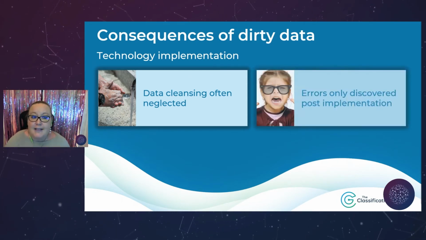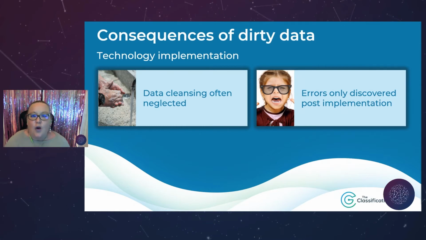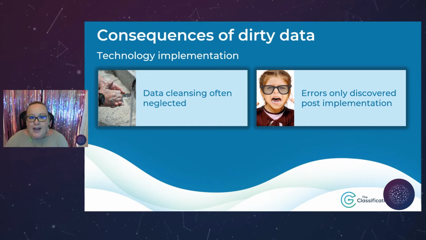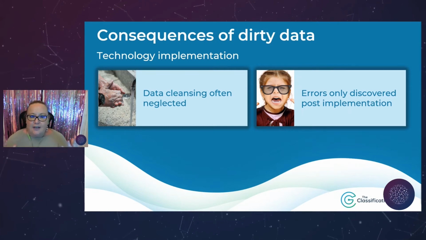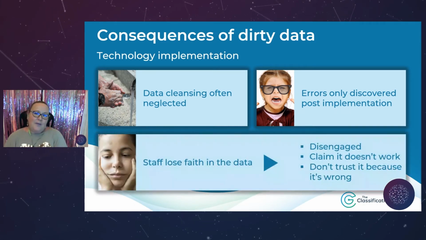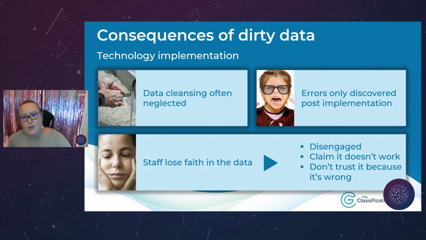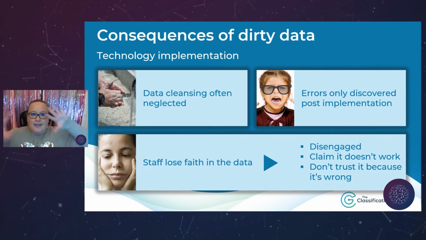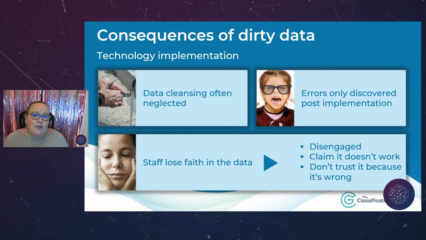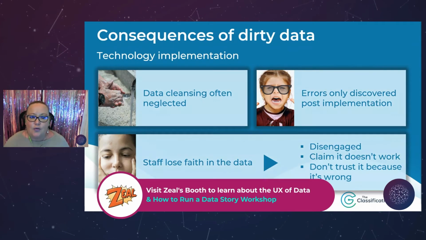Because what generally happens is the errors are only discovered post-implementation. That means you are already down a project with consultants, the software company, the team getting trained, and suddenly everything looks like it's not right and it's not working. And what does that mean? Well, it means things like your staff losing faith in the data or the systems. They're going to become disengaged. Why should I use this? The old way was better. They're going to go back to spreadsheets, all saved in various different places. You're going to have inconsistent data. They're going to claim it doesn't work. They won't trust the software or the system because it's wrong. And you're going to have a real problem on your hands trying to resolve that.